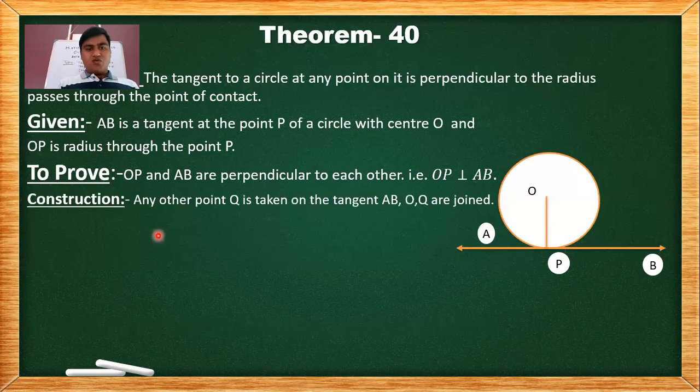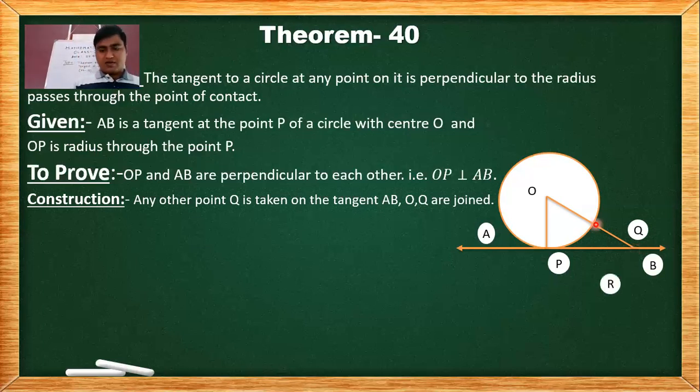Construction. Any other point Q is taken on the tangent AB, any other point Q except P. Take Q as any point on AB other than P and join O and Q. This is the point Q, and join O and Q. And this line segment intersects the circle at a point R.